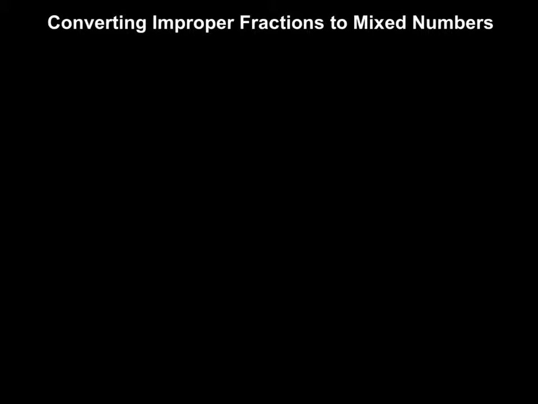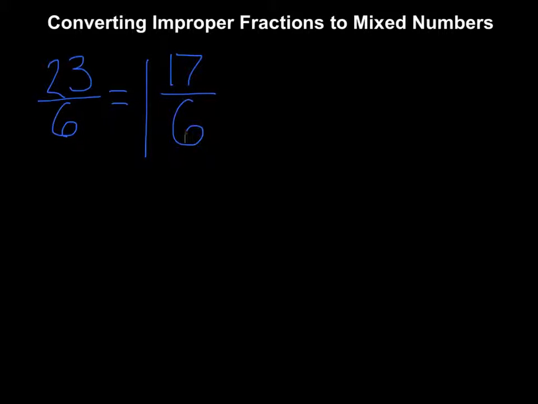Let's try another example. This time let's do 23/6. So, again, if we think Thanksgiving, I have 23 slices, but it takes 6 slices to make a full pie. So that means that I can take out 6 slices from this 23 to make 1 full pie. And if I do that, I'll be left with 17 slices, which again, how many slices does it take to make a full pie? It still takes 6.